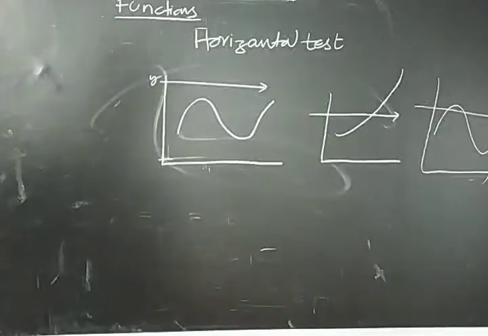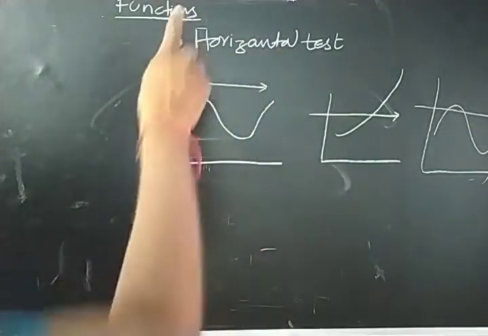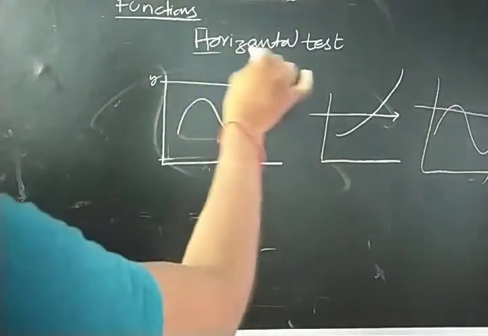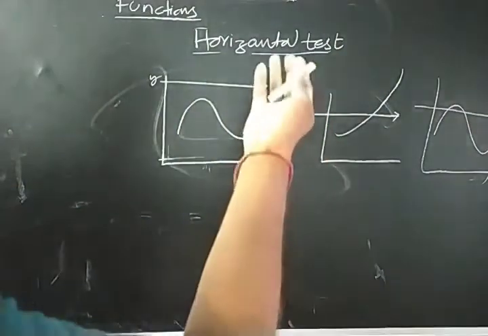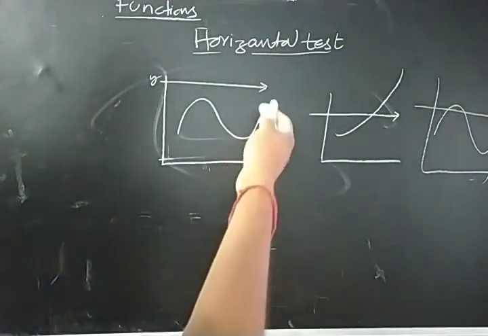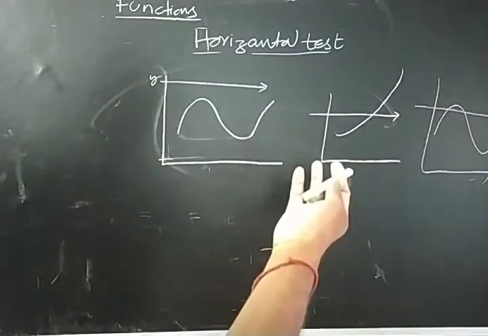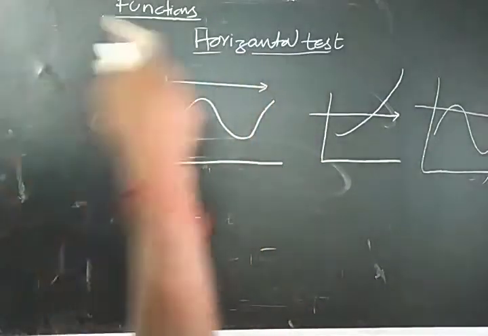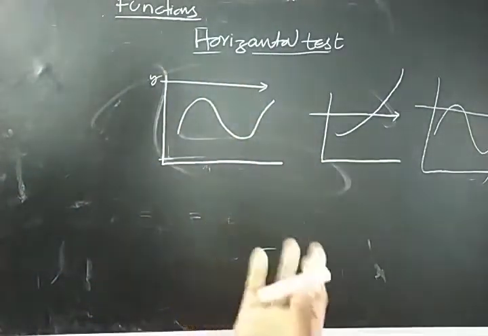Good morning students, today we are going to discuss the horizontal test in functions. Already we studied what the vertical test is. What is the use of the vertical test? To check whether the given curve is a function or not. Here, the horizontal test is used to check whether the given function is onto or not.